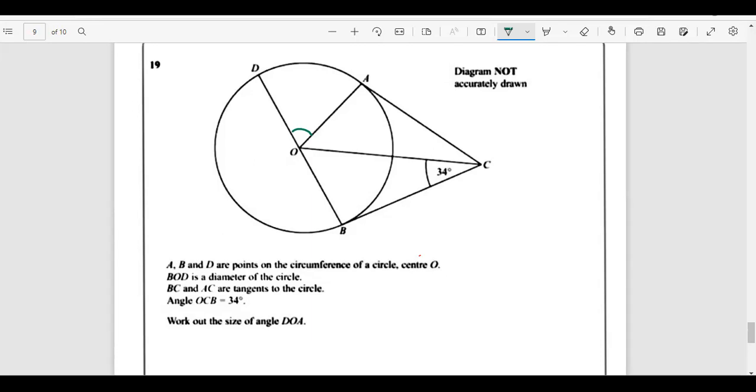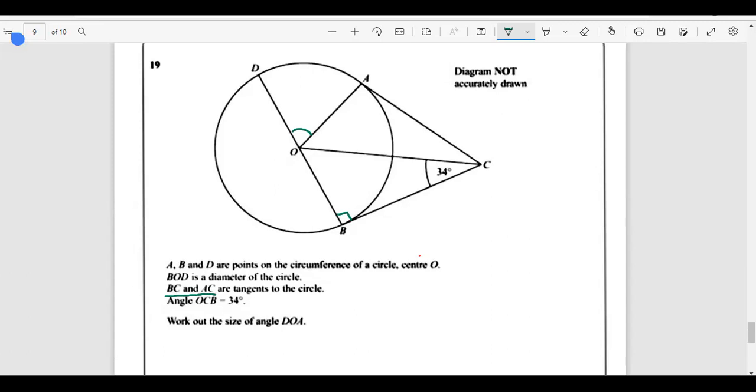Okay, now what is happening basically, it says A, B, and D are points on the circumference of a circle with center O. BOD is a diameter of the circle. BC and AC are tangents. This is the most important piece of information which the examiner could give. So this means the angle with the radius and the tangent is 90 degrees. This is a property that we have studied.